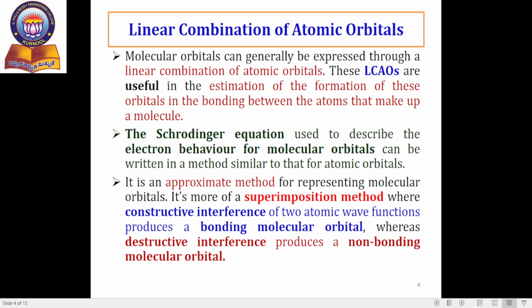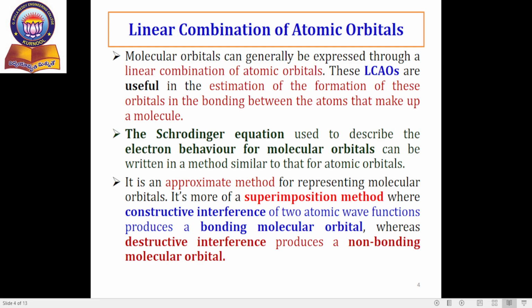In linear combination of atomic orbitals, molecular orbitals are generally expressed through linear combination of atomic orbitals. These LCAOs are useful in the estimation of formation of these orbitals in the bonding between the atoms that make up a molecule. The Schrödinger equation used to describe the electron behavior for molecular orbitals can be written in a method similar to that for atomic orbitals.